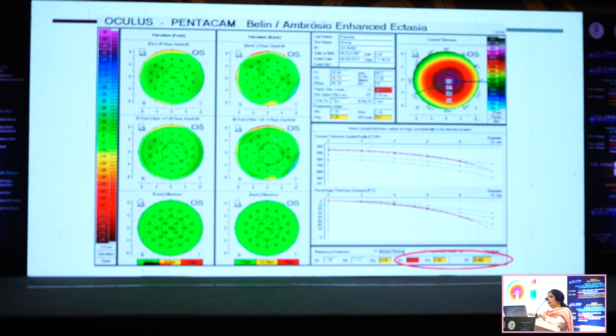And I'd like to highlight that tomography and topography, if evaluated carefully, give us the answer in most of the situations, but the epithelial mapping helps to add on and reinforce our findings in most of the cases.